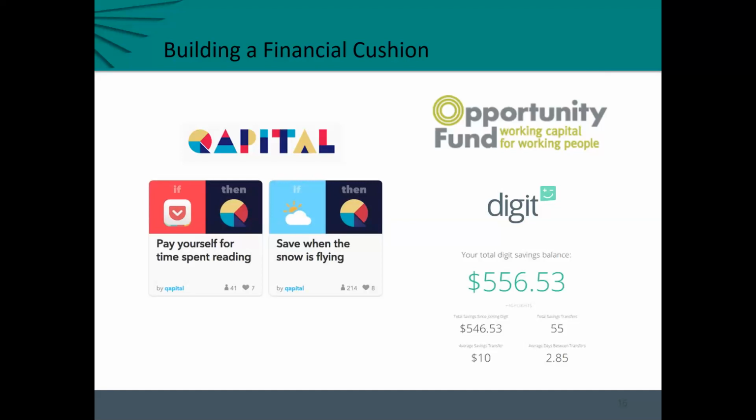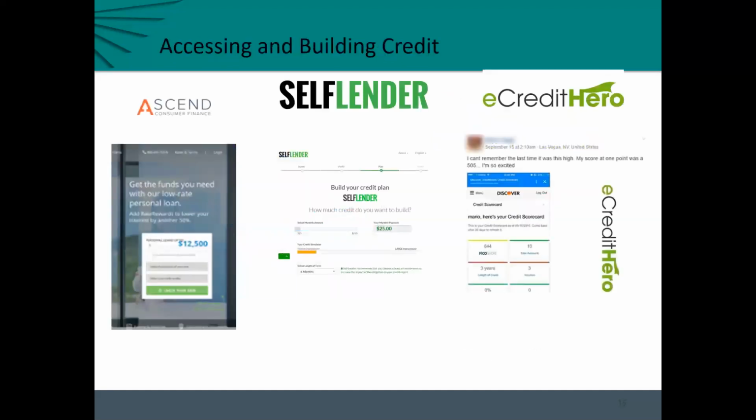And finally, I'm going to kind of run through this last slide here. Tools, thank you. Tools meant to help students access and build credit. So Ascend Consumer Finance helps consumers refinance up to $12,500. I apologize for the quality of that image there.